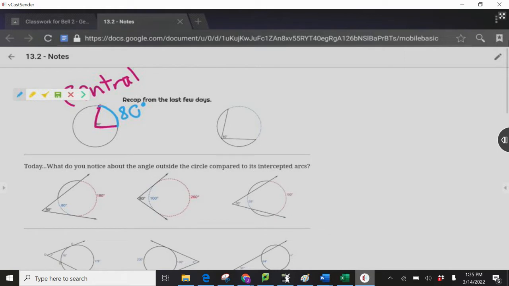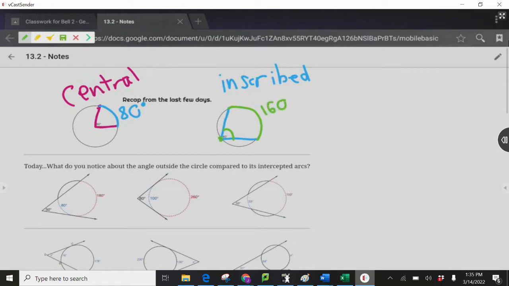Now contrast that to our second one, which was our inscribed angle. Inscribed is simply an angle that is on the side of the circle right there. So the vertex of our angle is inscribed on the side of the circle. Now, the inscribed angle has a relationship with its arc as well. The inscribed angle is half of the arc, or the arc is double the inscribed, both meaning the same thing. So either 80 doubled gets me the arc of 160, or the arc 160 cut in half is the inscribed.